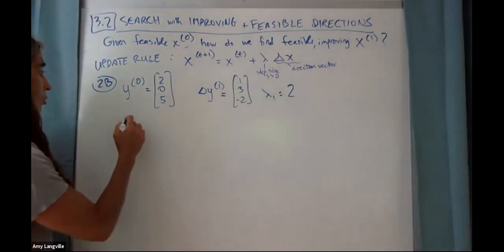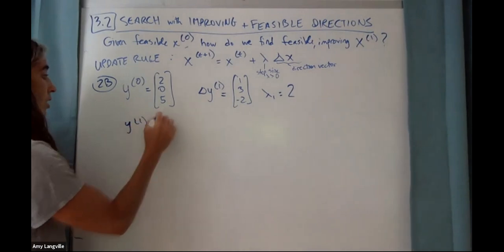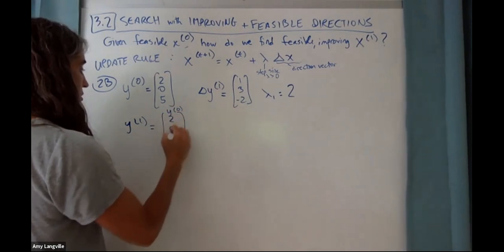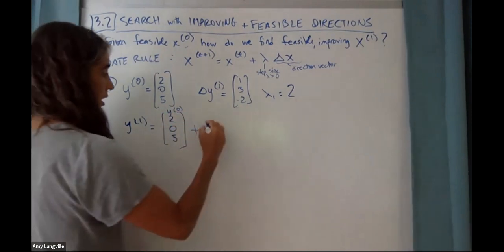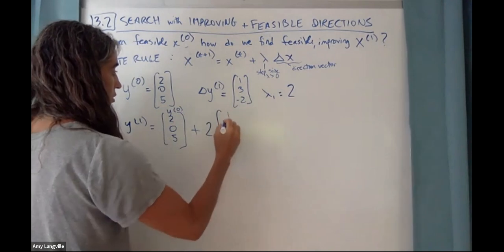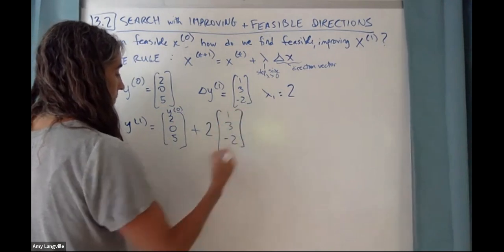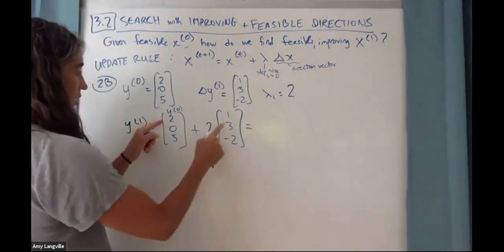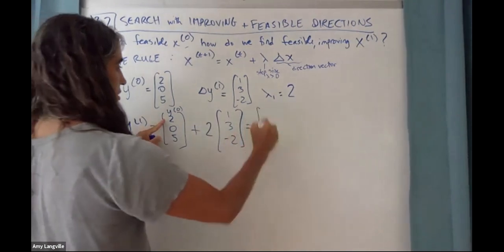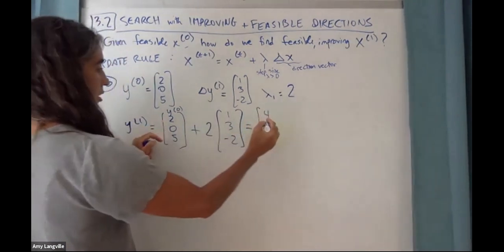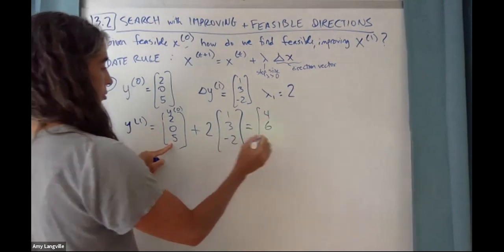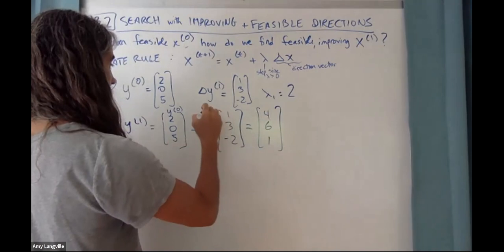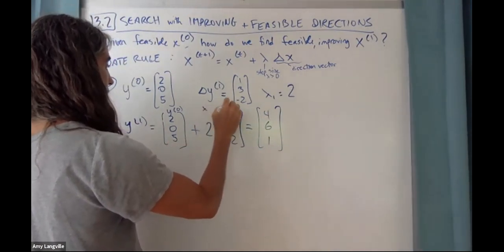So we're going to use the new update rule. y1 is y0, which was 2, 0, 5, plus how far do we go in that direction? 2 times 1, 3, minus 2. And just simple scalar multiplication and then addition. So 2 plus 2 is 4, 0 plus 6 is 6, 5 minus 4 is 1. So this is our y1. This is the lambda times the delta y for that.